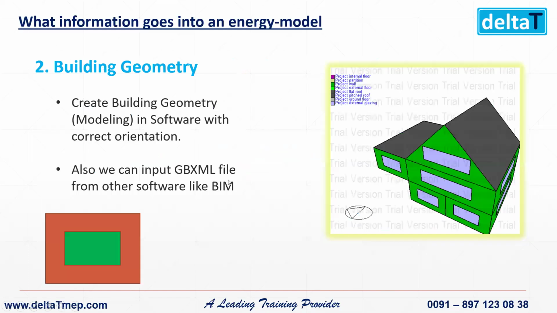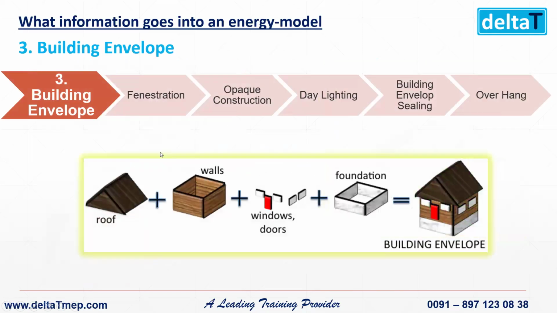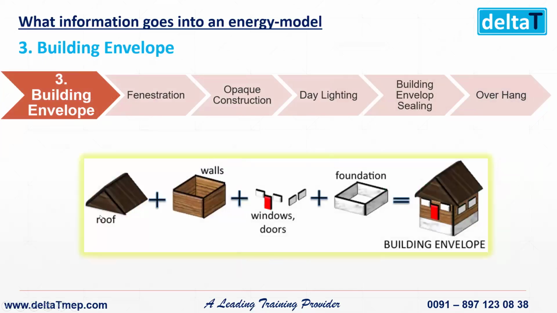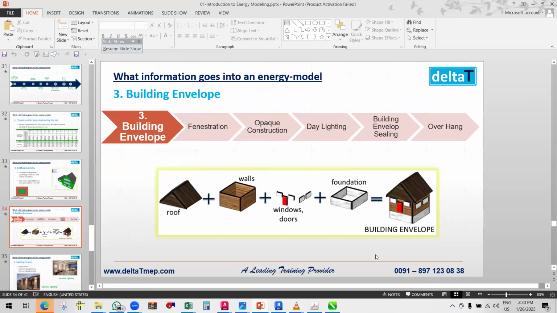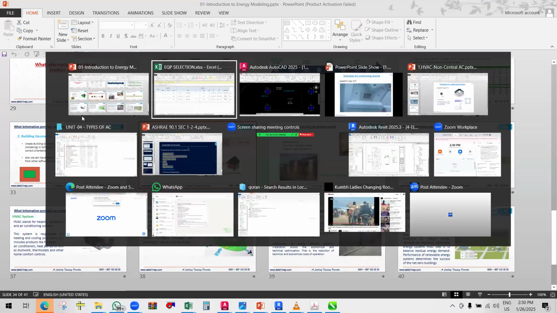Then if you see building geometry, what building geometry is about is that we have to sketch the building like in SketchUp, or we have to do it in modeling. So that is the building envelope. The building envelope consists of fenestration. Okay, fenestration means, let me see here once again. Let me open it very quickly.